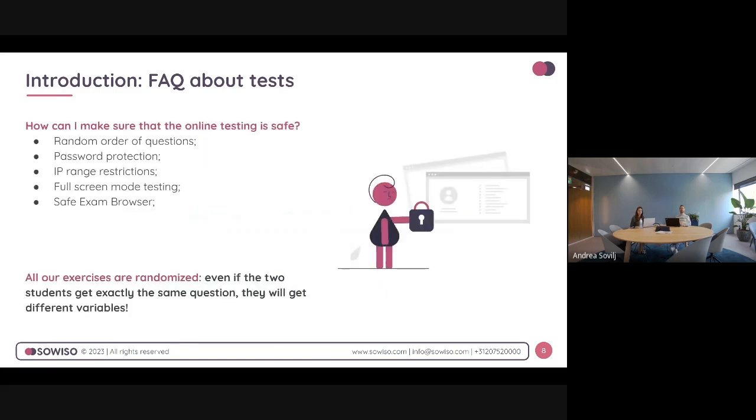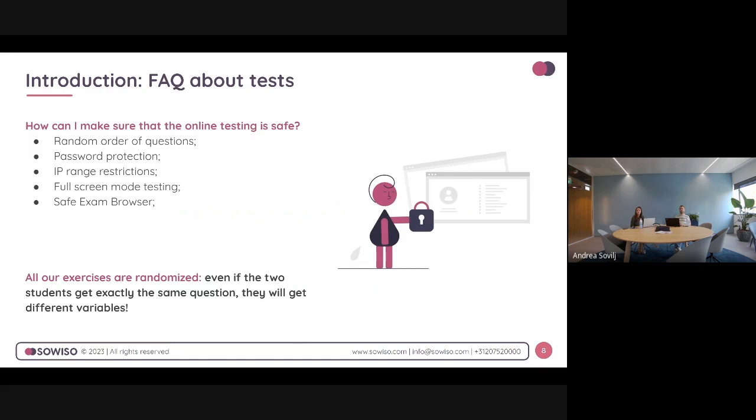How can I make sure that the online testing is safe? Sorry, there's something happening in the building. We have a lot of options possible to make your test safe. So for example, you can have a random order of questions, you can have password protection, IP range restriction, full screen mode testing, and Safe Exam Browser.